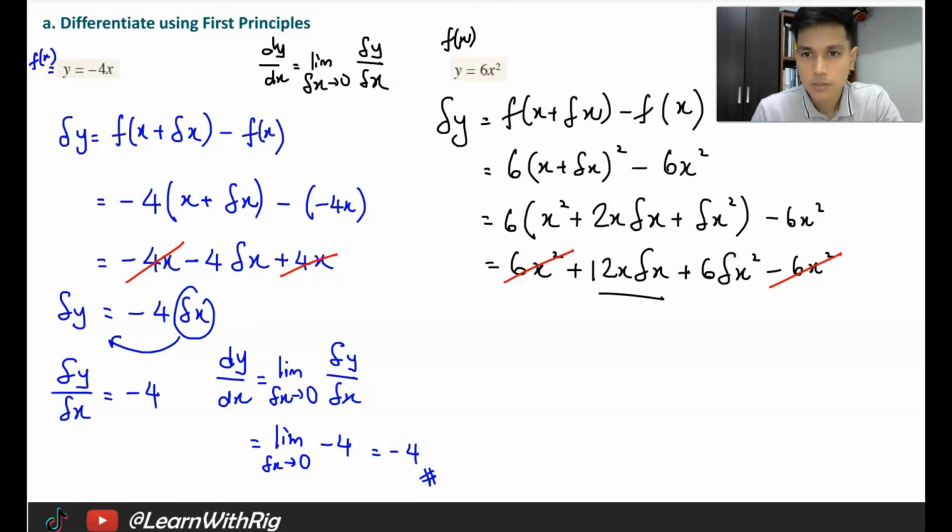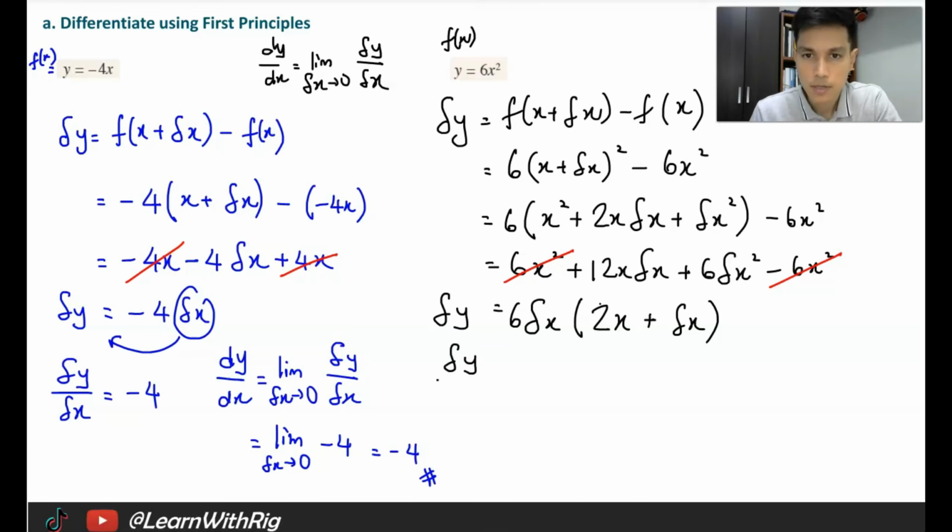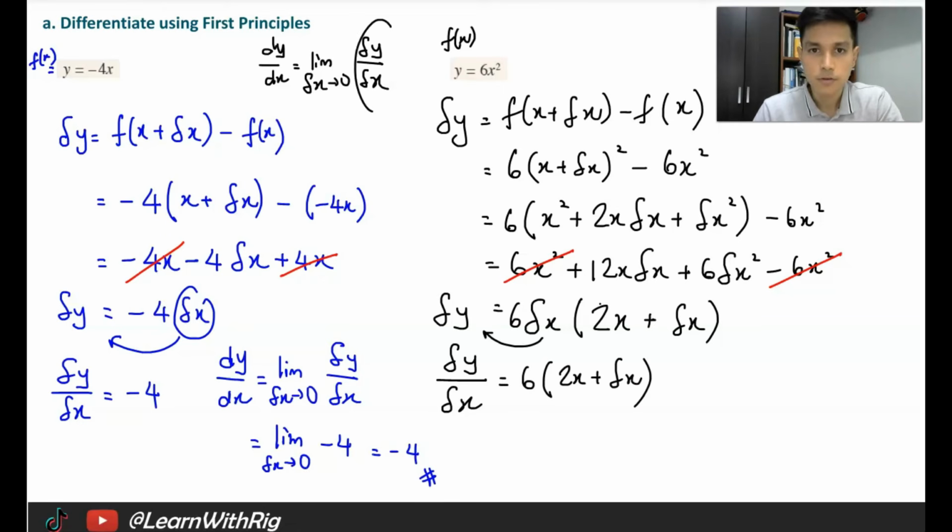Now what you can do is, remember, you always want to shift one of the delta x to the opposite side, same as the previous question. But in this case, you have 2 delta x terms, so you first factorize one of them out. You don't have to factorize the 6, but if you want, it's also okay. So I factorize that: 6 times 2x plus delta x, times delta x, equals delta y. Then you bring the delta x to the opposite side, and you get delta y over delta x equals 6 times (2x plus delta x). Now you have found your delta y over delta x.